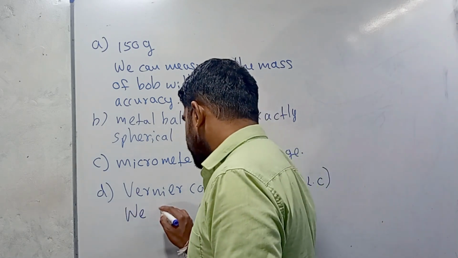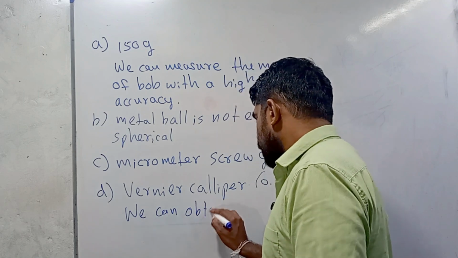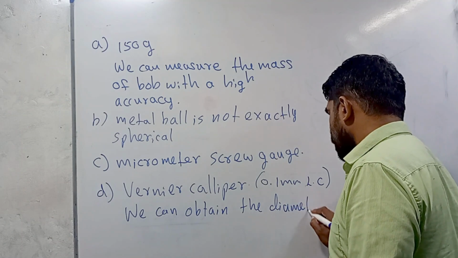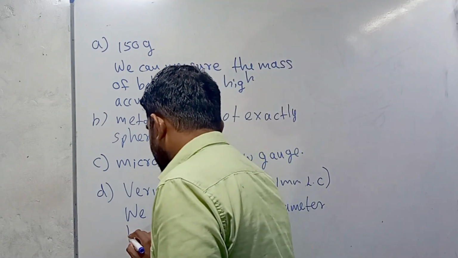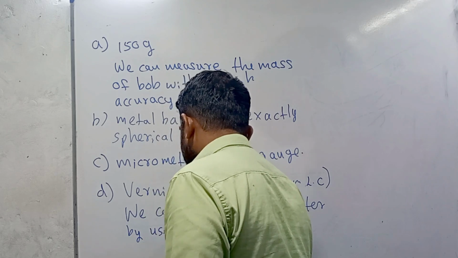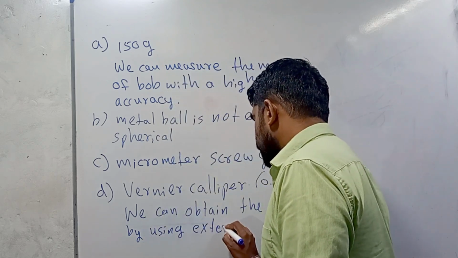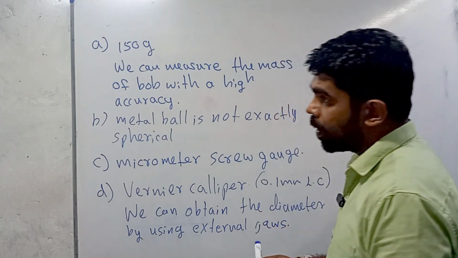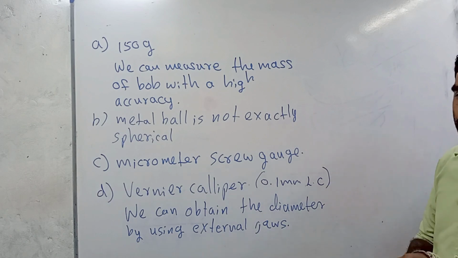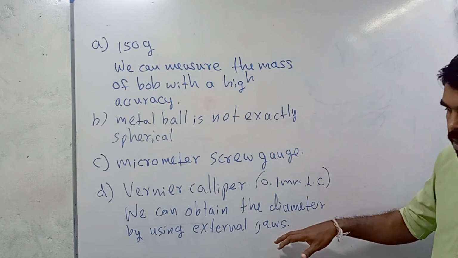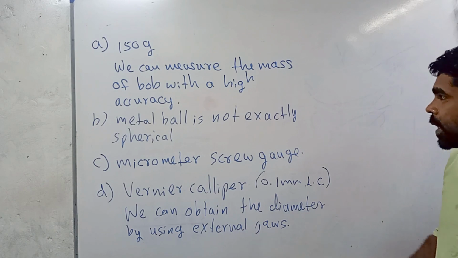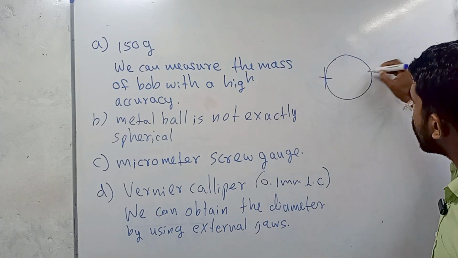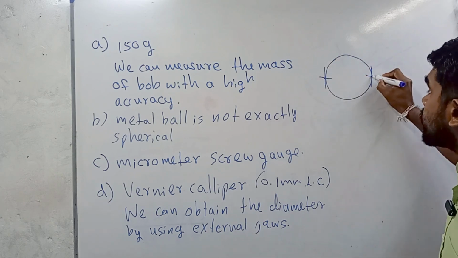We can obtain the diameter by using external jaws. You see, it is easy to get. If you are using an instrument like a traveling microscope, it is difficult to obtain the diameter, because we have to focus the traveling microscope correctly to this point and this point.